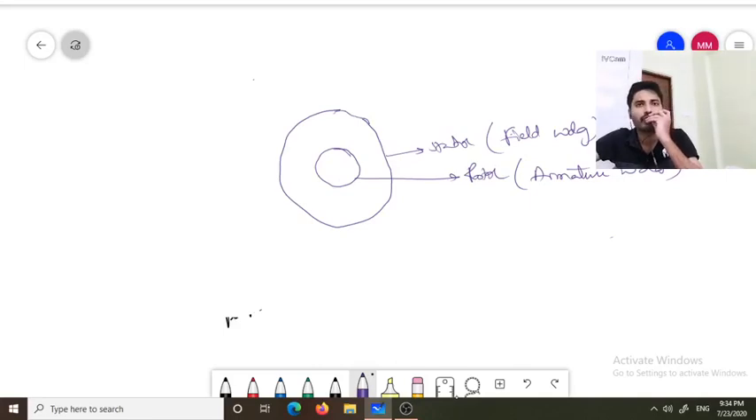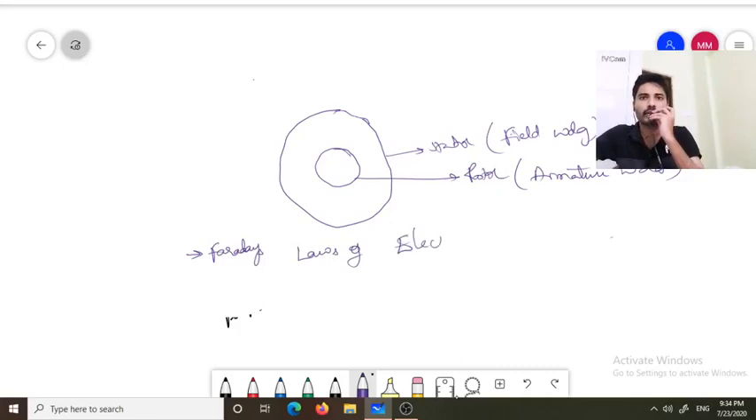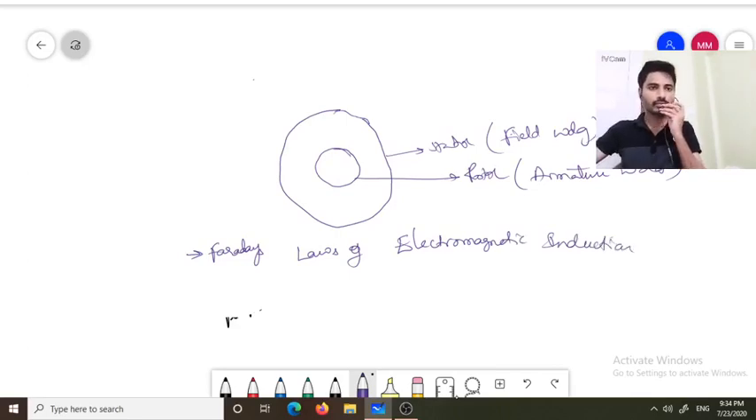The working principle is mainly based on Faraday's laws of electromagnetic induction. So what do you mean by induction? Induction means without any electrical connections.